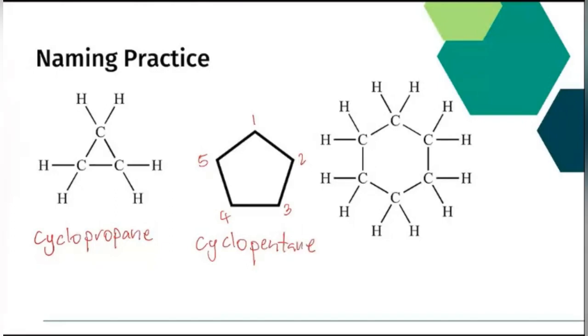Lastly, we have one, two, three, four, five, six. So there are six carbons in the structure, that will be hexane. Then since it's cyclic, you put cyclohexane.